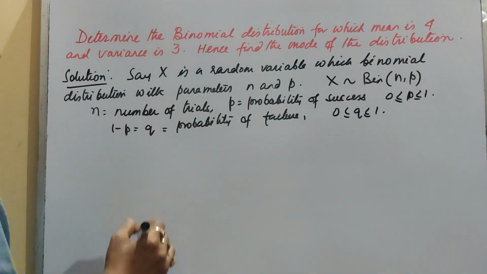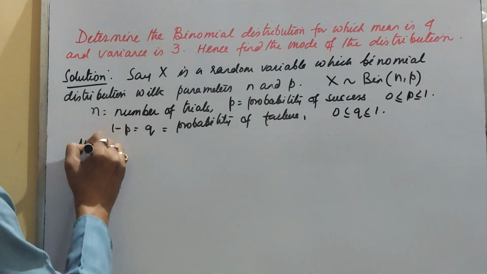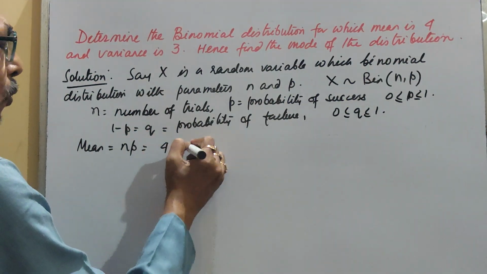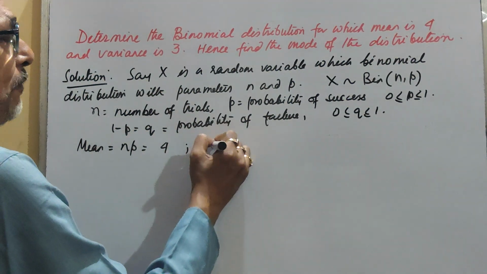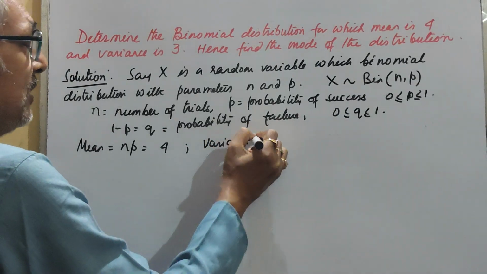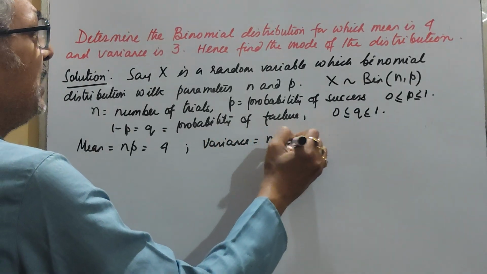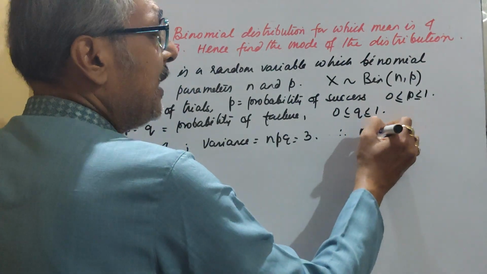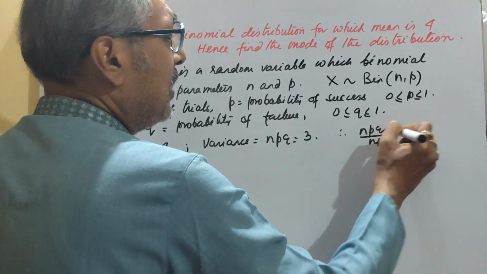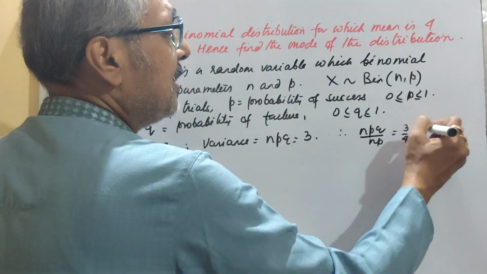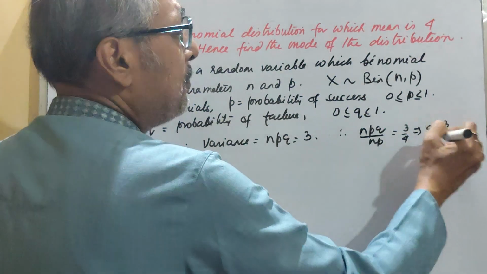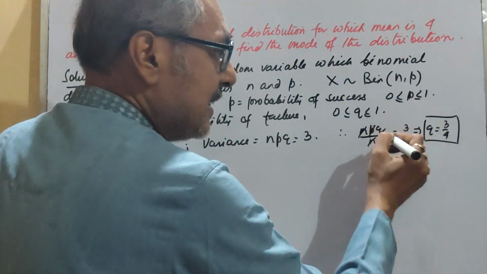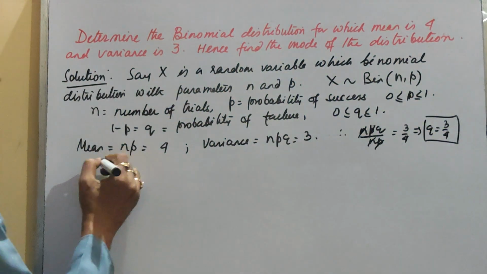Now, the mean of a binomial distribution is np, which is given as 4, and the variance of a binomial distribution is npq, which is given as 3. Therefore, npq by np equals 3 by 4. This implies q equals 3 by 4, as np gets cancelled.